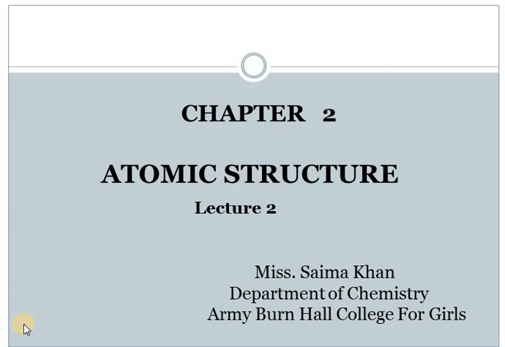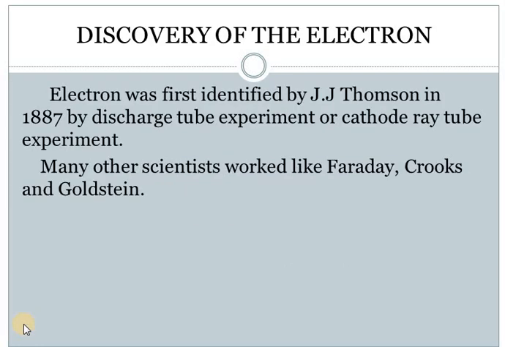In case of electrons, we have seen that electrons are basically negatively charged particles and they were discovered in the discharge tube experiment. If you remember, previously we have studied the discharge tube experiment and that is also known as cathode ray tube experiment. So electron was first identified by Thomson in 1887 in the discharge tube experiment or cathode ray tube experiment.